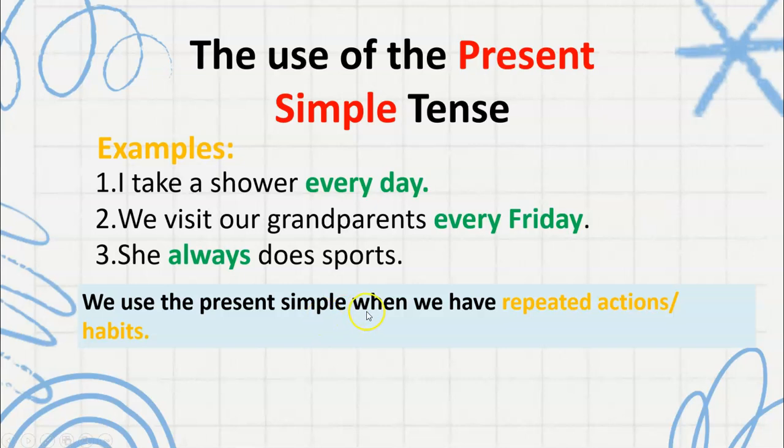We use it especially when we have what we call repeated actions, meaning activities that we do or that we repeat, or habits. Habits means they are parts of our routines or what we do all the time, maybe every day, every Friday, every weekend, always. So these are what we call habits or repeated actions. Okay? So this is the first situation. We have other situations. We will see them later, inshallah.